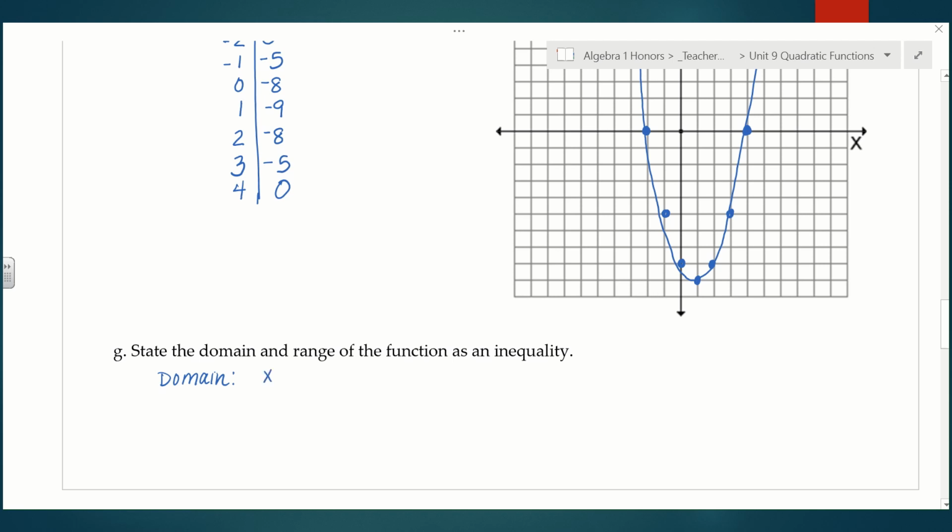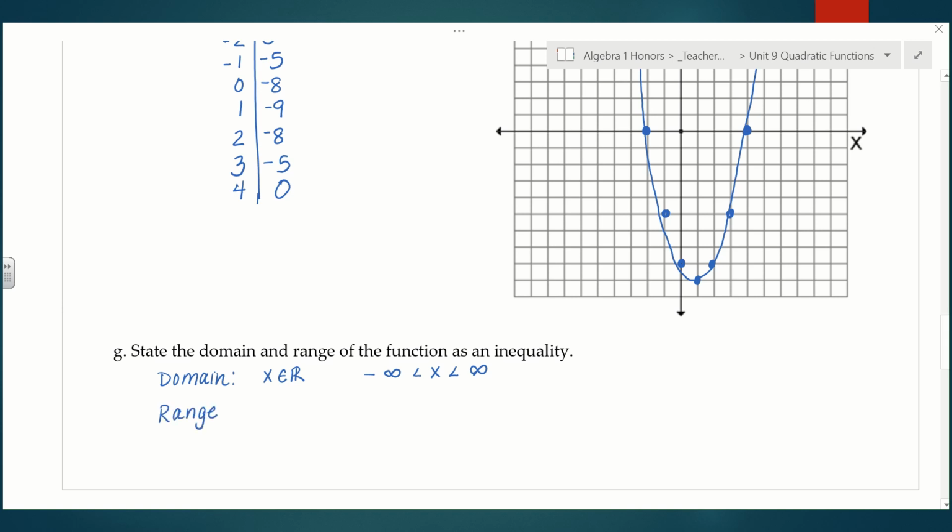We talked about before how it's okay to just say x is an element of the real numbers, meaning basically it can be anything. Sometimes we've also written it as an inequality that looks like this, where we say it's between negative infinity and positive infinity. So I am okay with you writing it either way.